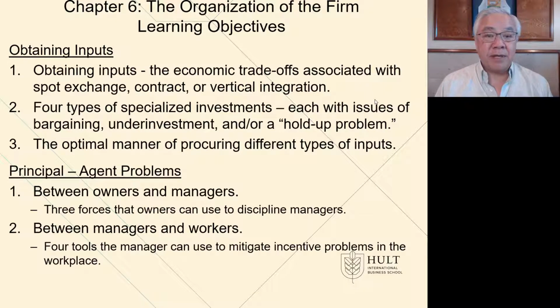The second major topic is principal agent. And here we're looking at the relationship first at the level of owners and managers, and then at the relationship between managers and workers. And there are different ways to address and mitigate. You can't eliminate, but you can mitigate some of the negative aspects of the principal agent problem.